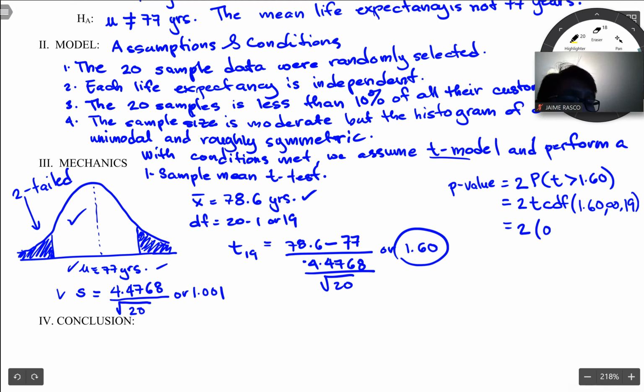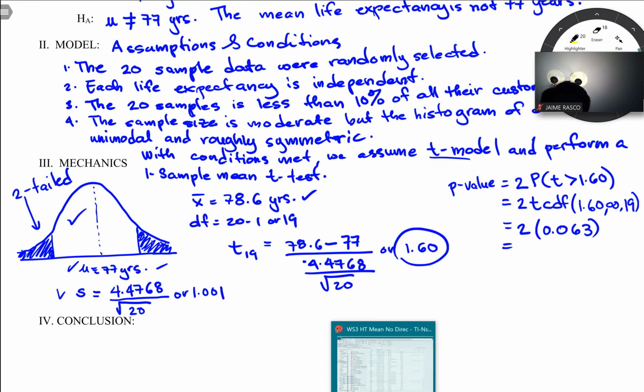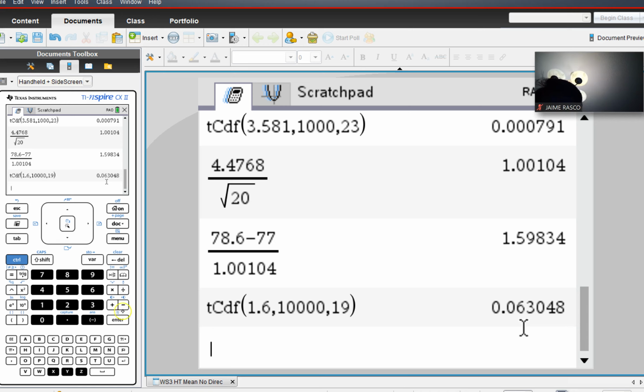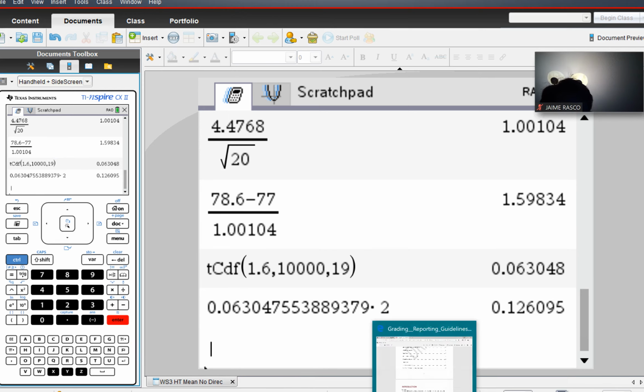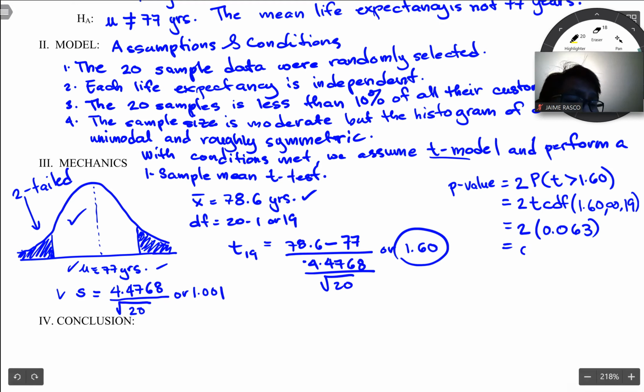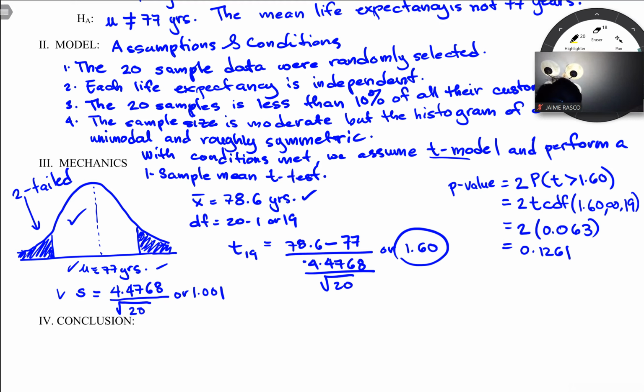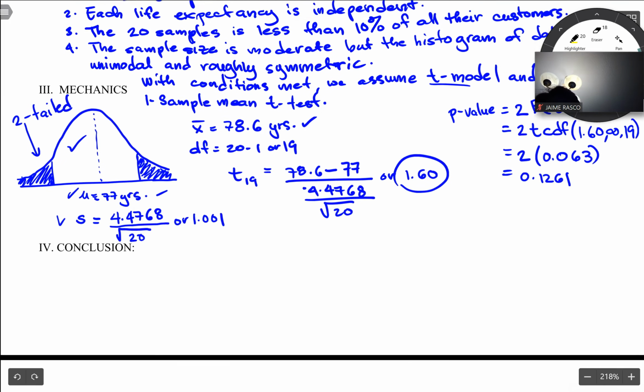2 times 0.063. Okay, and let me just do a final computation for that. I'm going to multiply it by 2, and so the final answer would be 12.61%. Okay, let's write that: 0.1261. Okay, that's our p-value. That's a pretty big p-value. That's greater than 5%.